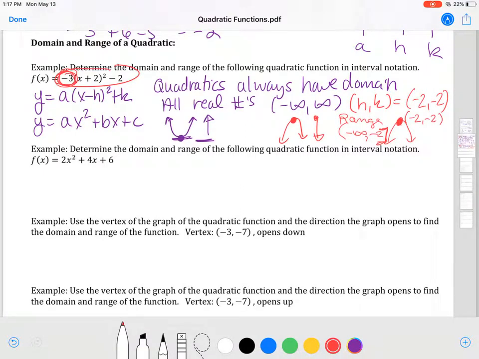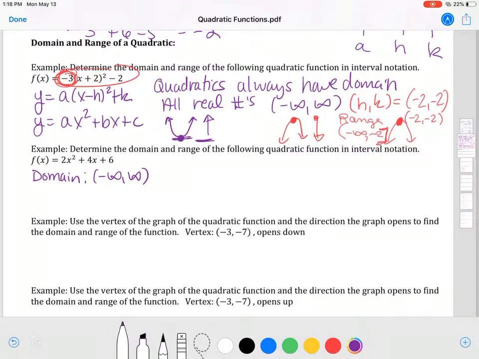Now in the next problem here, it says determine the domain and range of the following quadratic function and put it in interval notation. So just like we did in the previous example, we have to identify which way the quadratic is facing, and we have to identify what my vertex is. Right off the bat, without even thinking about it, I know this is a quadratic, so I can write down right away my domain is all real numbers.